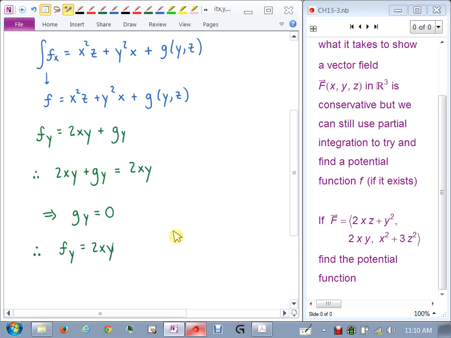G of yz, that means it could be just a z or a constant, right? That's the kicker here. That's the key here. I really want to know what this is. What I know is its derivative is 0. So what I can do is look at this piece right here.